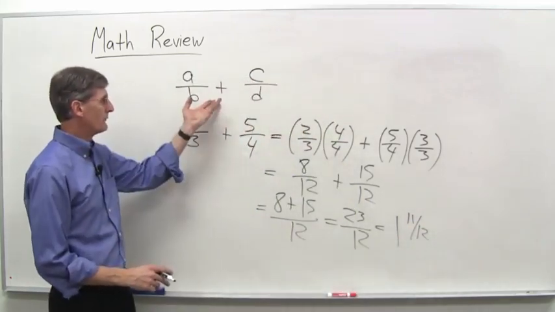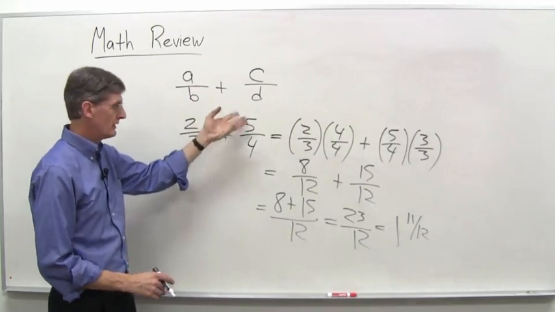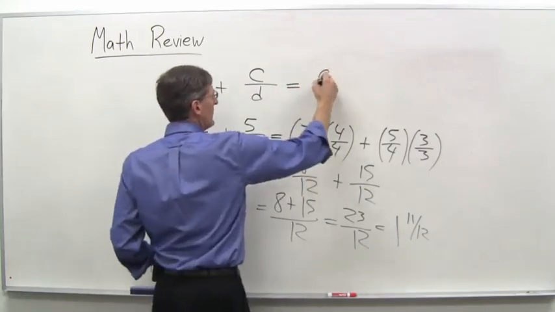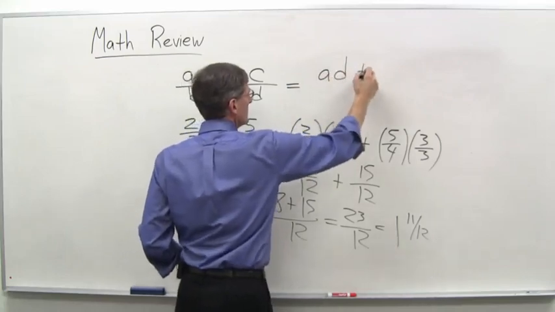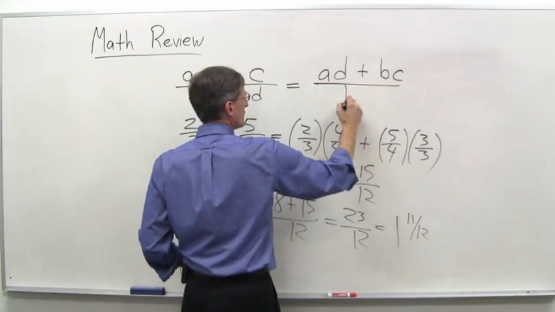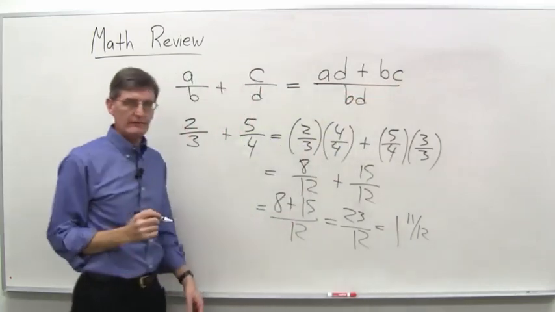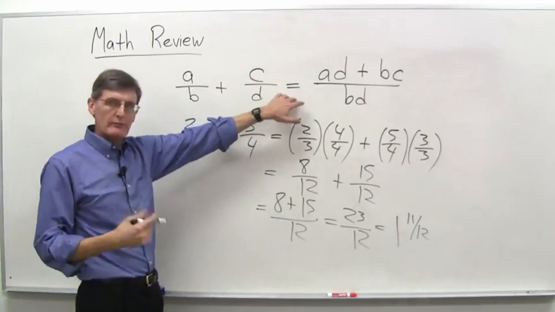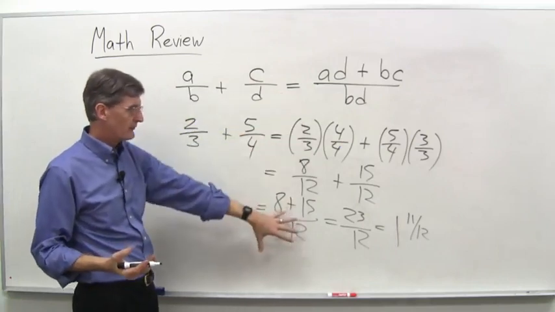So in the form A over B plus C over D, if you follow the pattern, again, you're going to get AD plus BC all over BD, if you want to just memorize that form. We sort of skip some steps there, but essentially same thing here.